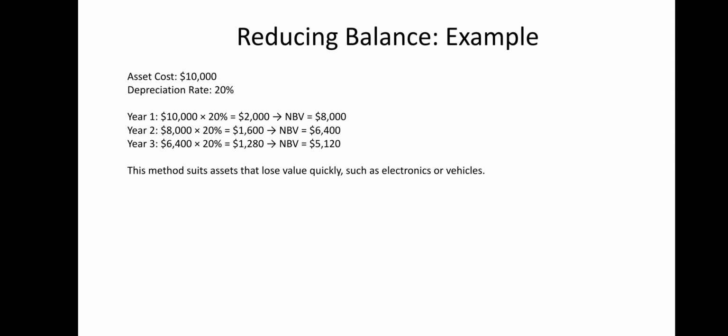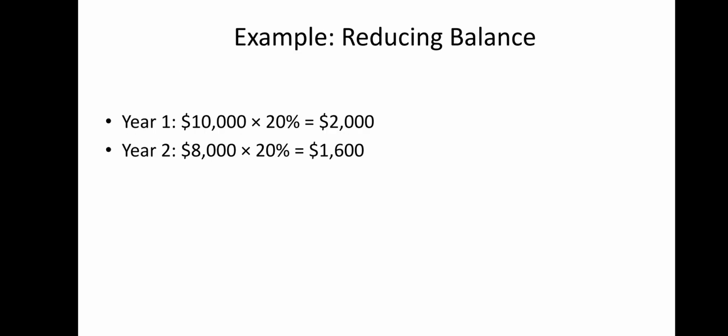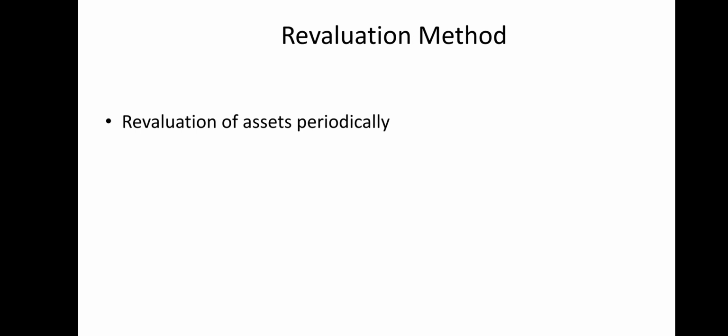Now similarly in year 3, we take the year 2 NBV, which is $6,400. We multiply it with the depreciation rate, which is 20%. We get $1,280. Now we deduct 6,400 minus 1,280 and we find 5,120 for year 3. This method, as I said before, suits assets that lose value very quickly. So I have done this example again over here, 10,000 times 20%, which results in $2,000.